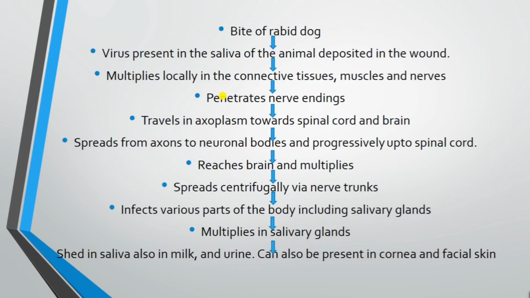So we say that when the bite of the rabid dog is on the face or the neck, the patient is prone to get infected with rabies virus fast, as the local multiplication will be either in the neck or in the face, and it can reach the brain faster.